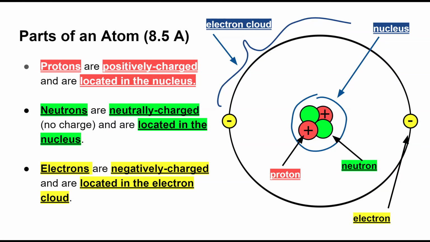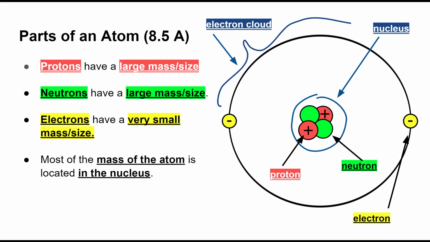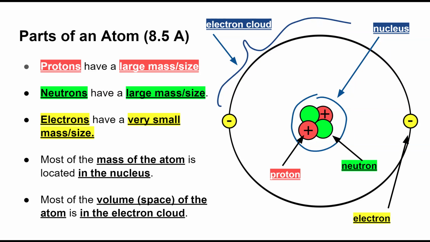We also learned about masses of each of these parts. Protons have a very large mass or size. Neutrons have the same. Neutrons have a large mass or size, but electrons are super tiny. They are very, very small, which means most of the mass of the atom is located in the nucleus where the biggest particles are. And most of the volume or space of the atom is in the electron cloud because the electrons are so tiny.